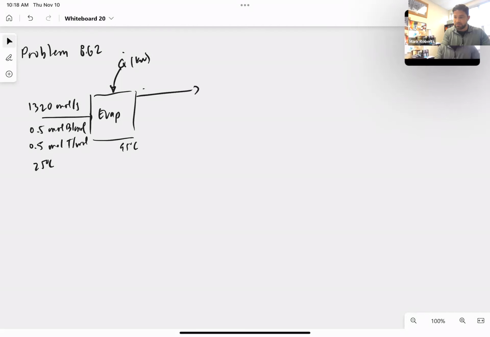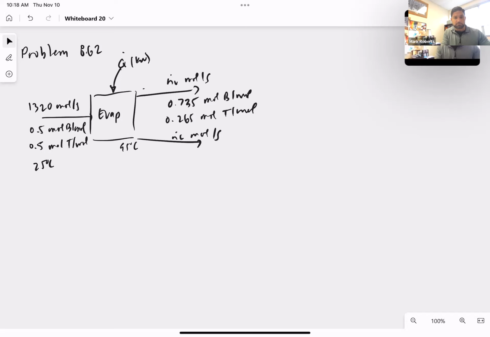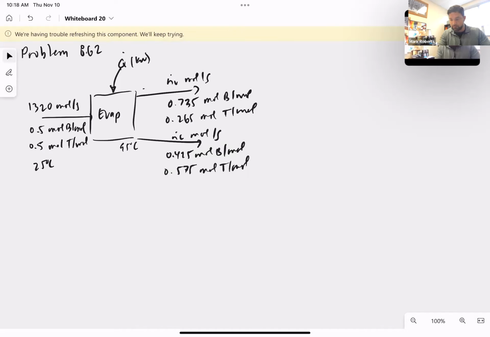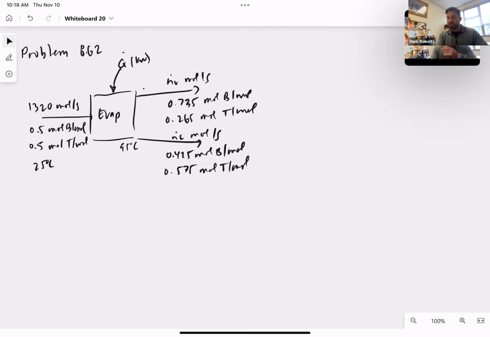Coming out of the system, we're going to have a vapor. We don't necessarily know what the flow rate is yet, so NV moles per second, and we're told it's 0.735 mole benzene per mole, and therefore it's 0.265 mole toluene per mole. And then we also have a liquid stream coming out, so I'll call this NL moles per second. This stream, we're told, is 0.425 mole benzene per mole, and therefore 0.575 mole toluene per mole. All right, so this is the information that's given.